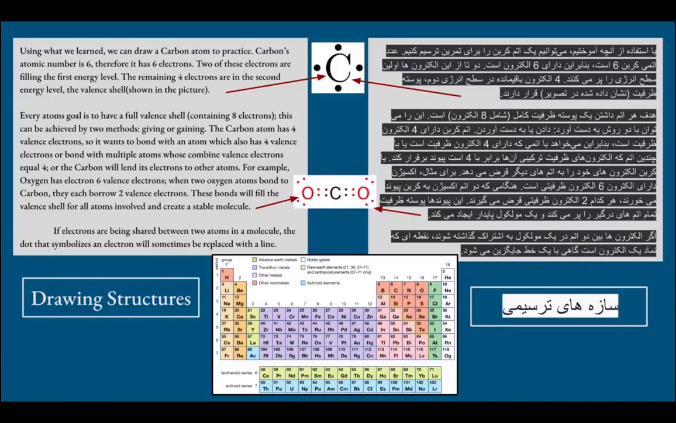If the electrons are being shared between 2 atoms in a molecule, the dots that symbolize the electrons will sometimes be replaced with a line. As you can see in this image here, where there are the dots that are being shared, that could be a line instead.